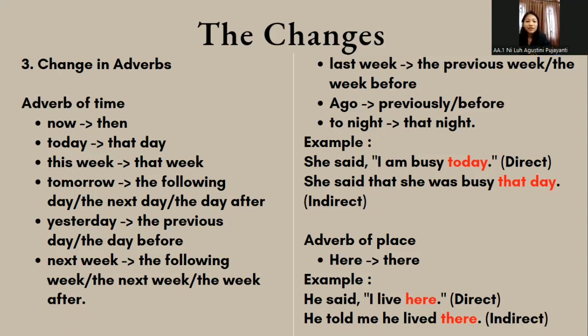For example, she said, "I'm busy today." In indirect speech, it will be, she said that she was busy that day. And then adverb of place. The following are the adverbs of place changing from direct to indirect speech. Here into there. For example, he said, "I live here." And indirect speech, it will be, he told me he lived there.